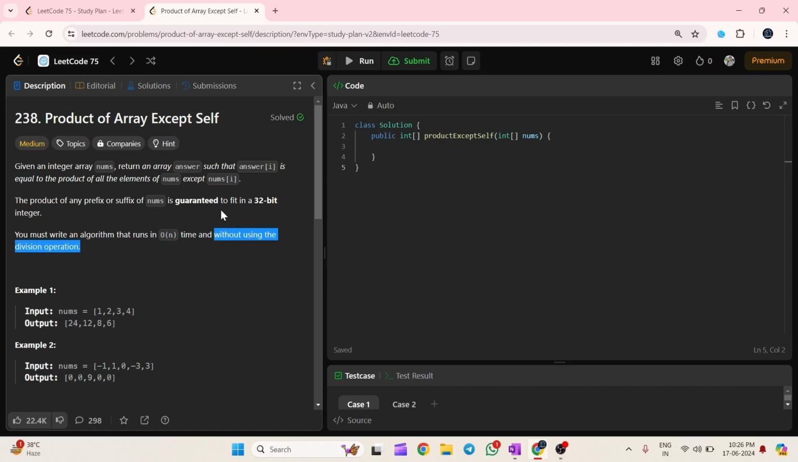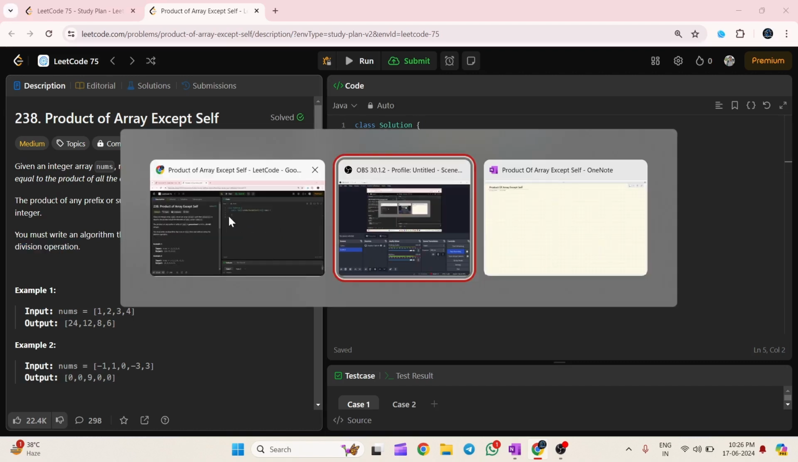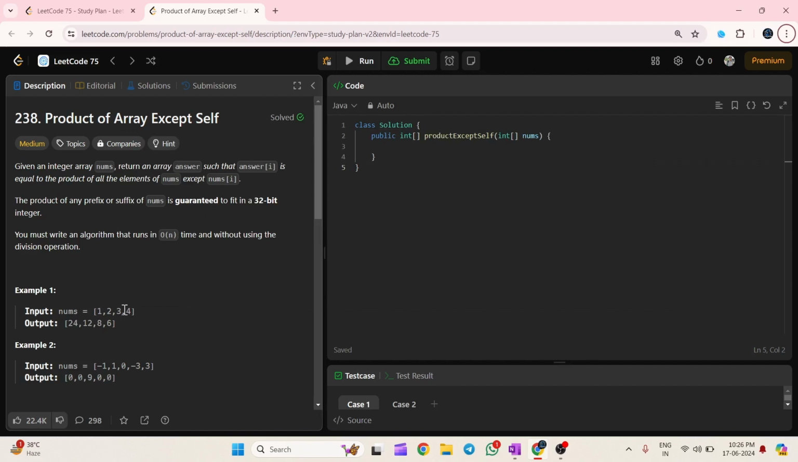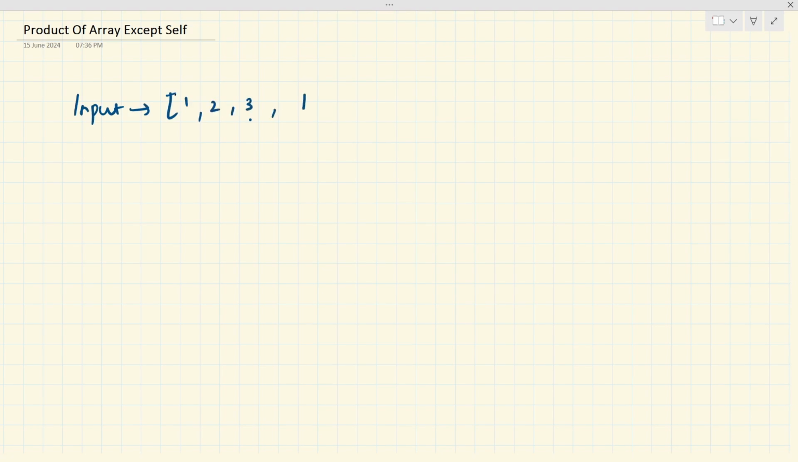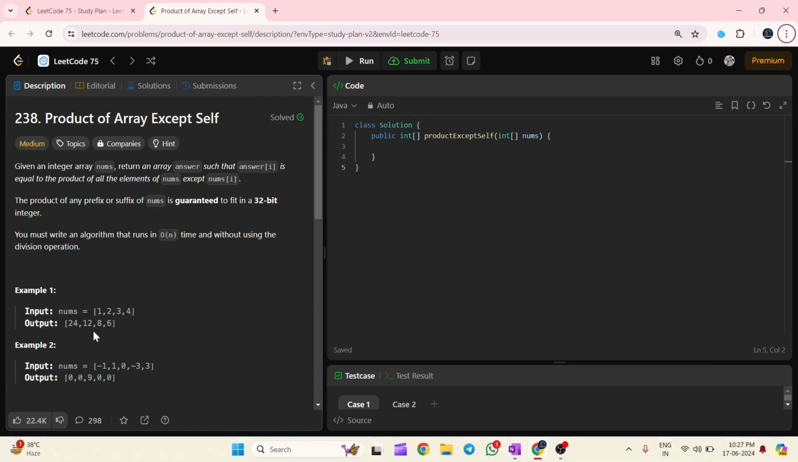makes this question very interesting. If we see the test case, the input is 1 2 3 and 4, and the output looks like 24, 12, 8 and 6. So the output is 24, 12, 8 and 6.